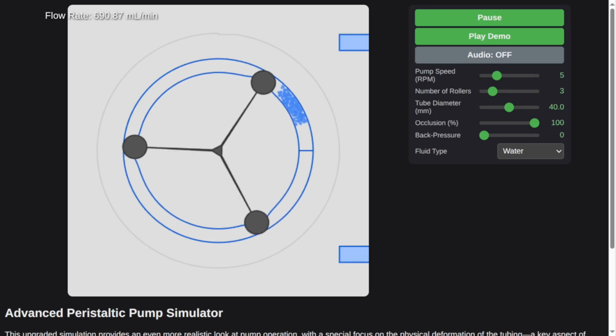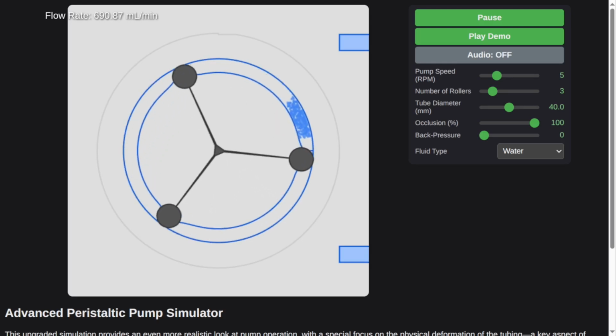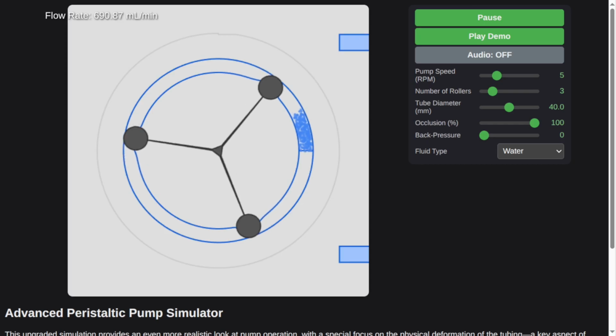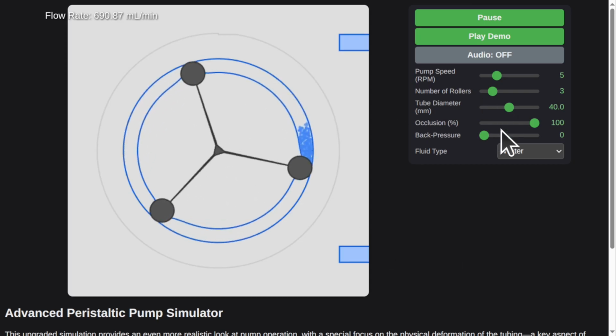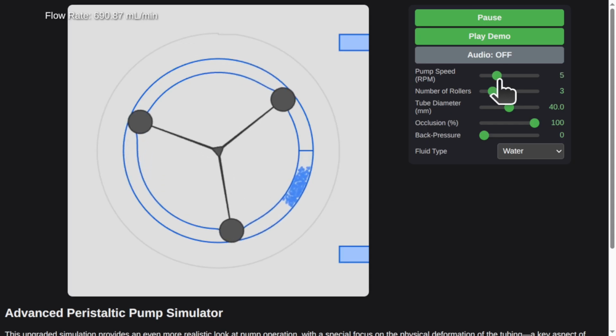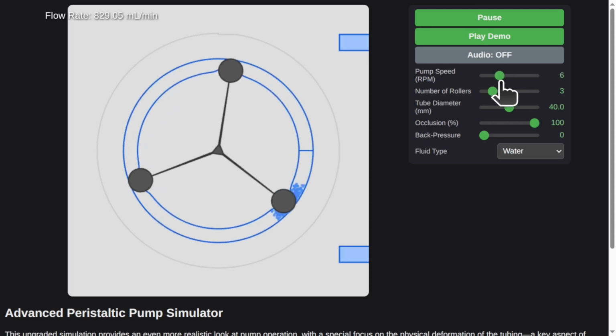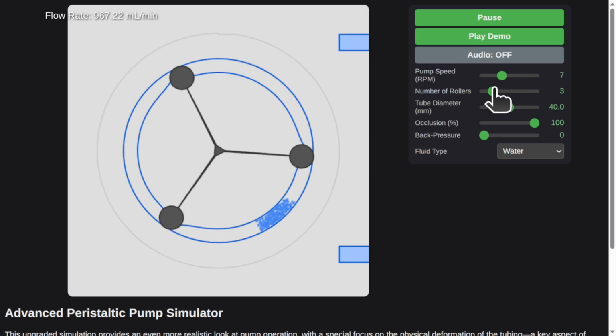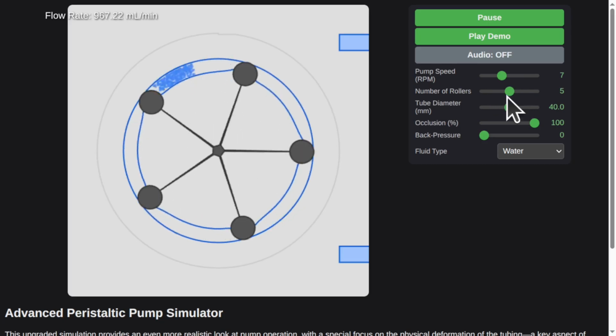I see a simulation of an advanced peristaltic pump. There's a circular pump mechanism with 3 rollers rotating, and it shows fluid moving through it. On the right, there are controls for pump speed, number of rollers, tube diameter, occlusion, back pressure, and fluid type.